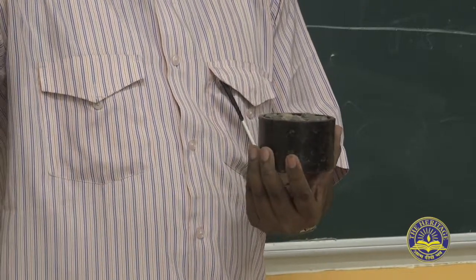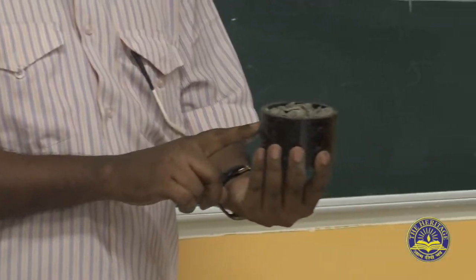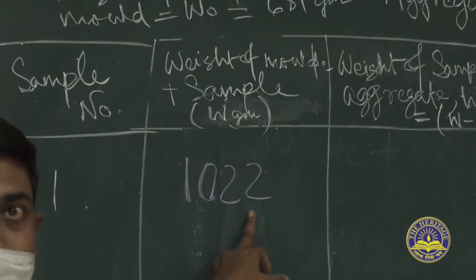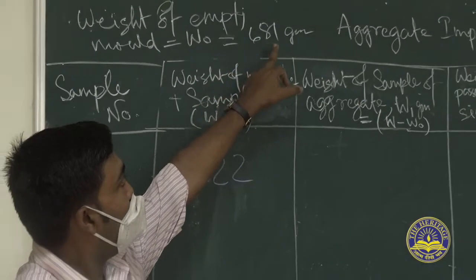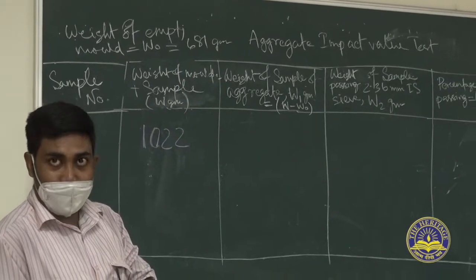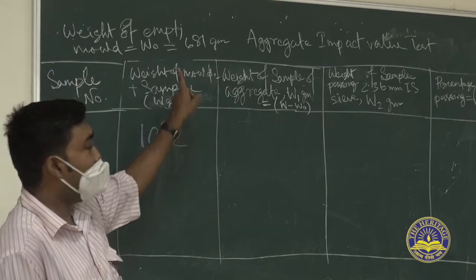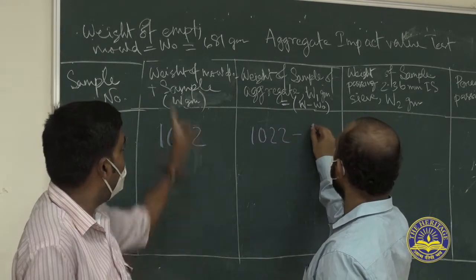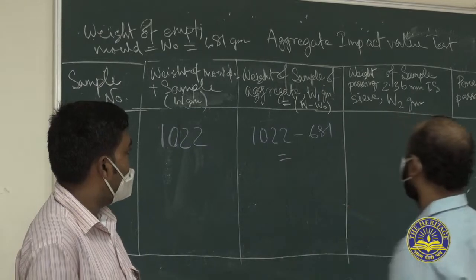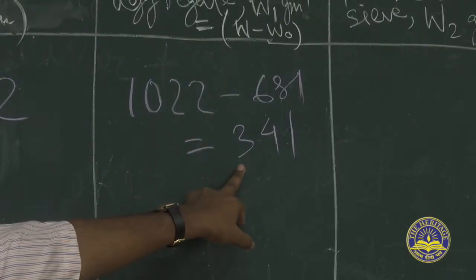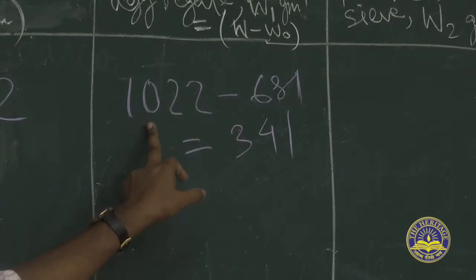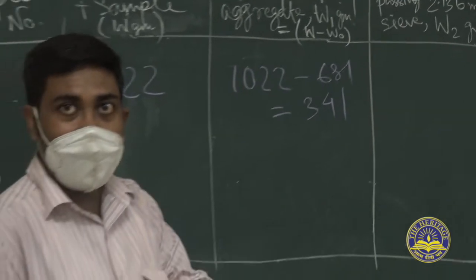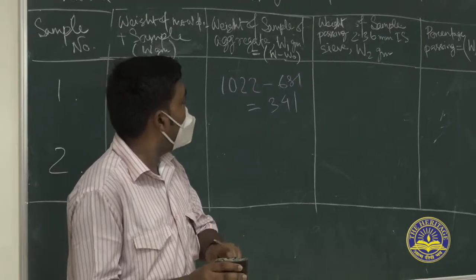So the weight of the sample plus mold is 1022 gram, and the weight of the empty mold is 681 gram. The net weight of the sample is 1022 minus 681, that is 341 gram. This net weight is the initial weight of the sample, represented by W1.